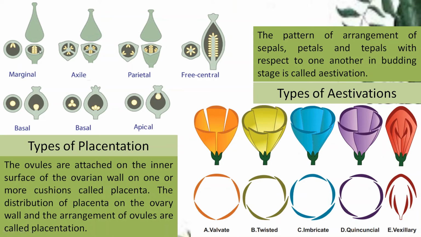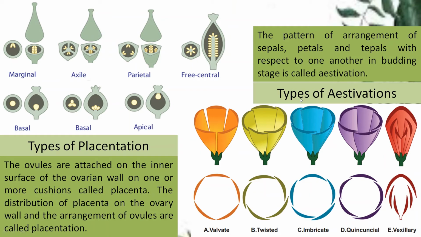Clear? So types of placentation: it can be marginal, it can be axial. The left hand side is showing the TS of the ovule. Parietal, it can be free central, it can be basal. See, this is basal, attached at the base. This is apical, attached at the top. So these are the types of placentation.